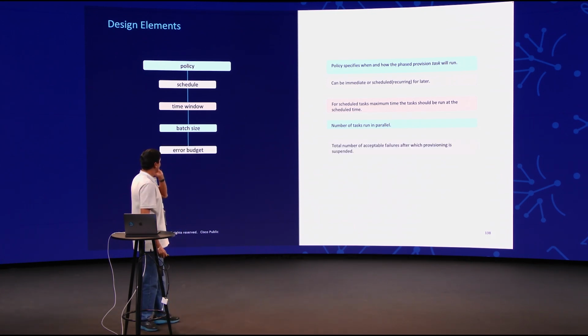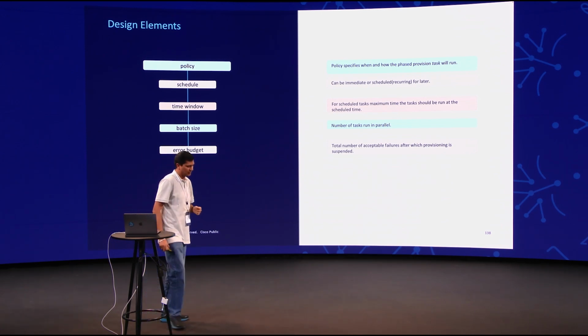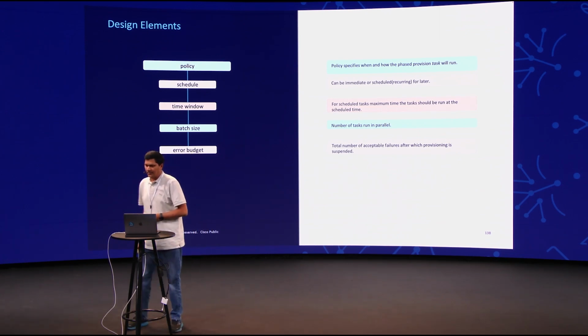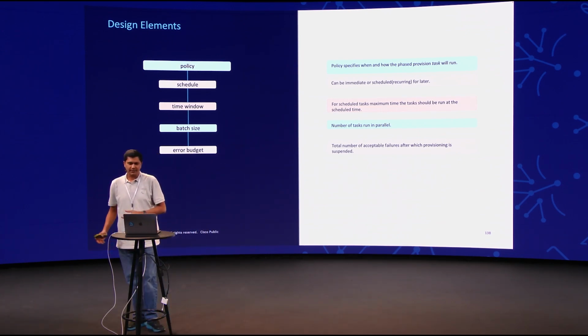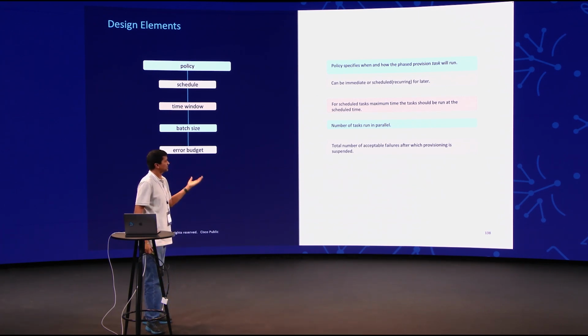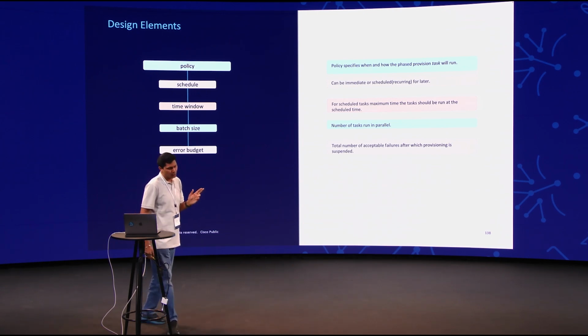And the last one is error budget. When scheduled, you may be hitting some errors when we are running the actions, and you may not want to execute continuously if you are hitting errors on a larger number of instances. You want to suspend the execution and triage the issue, and once you fix the issue in the network or the config, you may want to resume the execution, right? So that's what the error budget is. Once the error budget is depleted, we'll suspend the execution, and that's when the user can triage the issue and resume it. So these are the main 2 design elements we have.